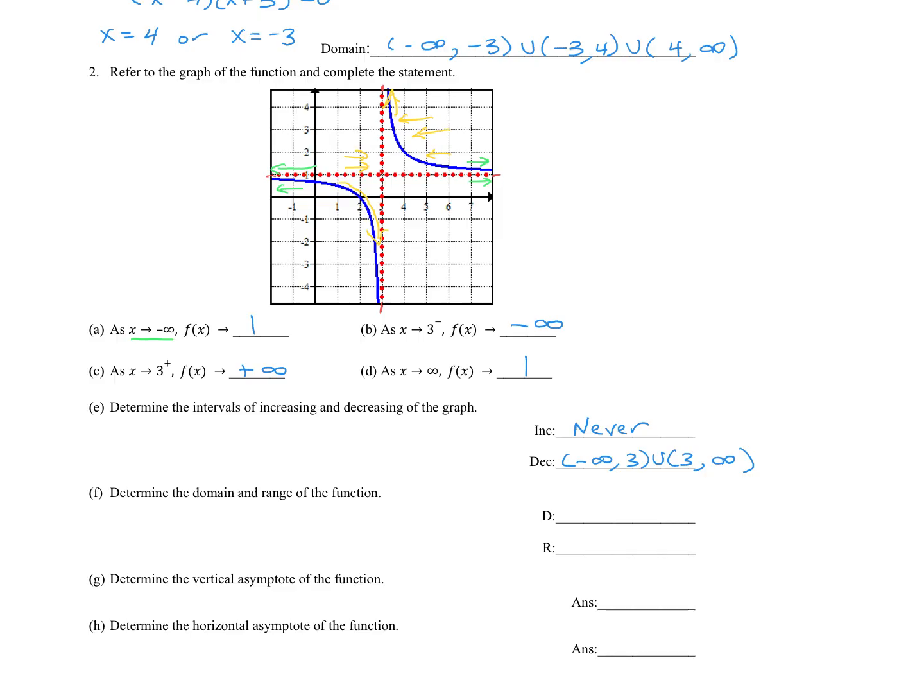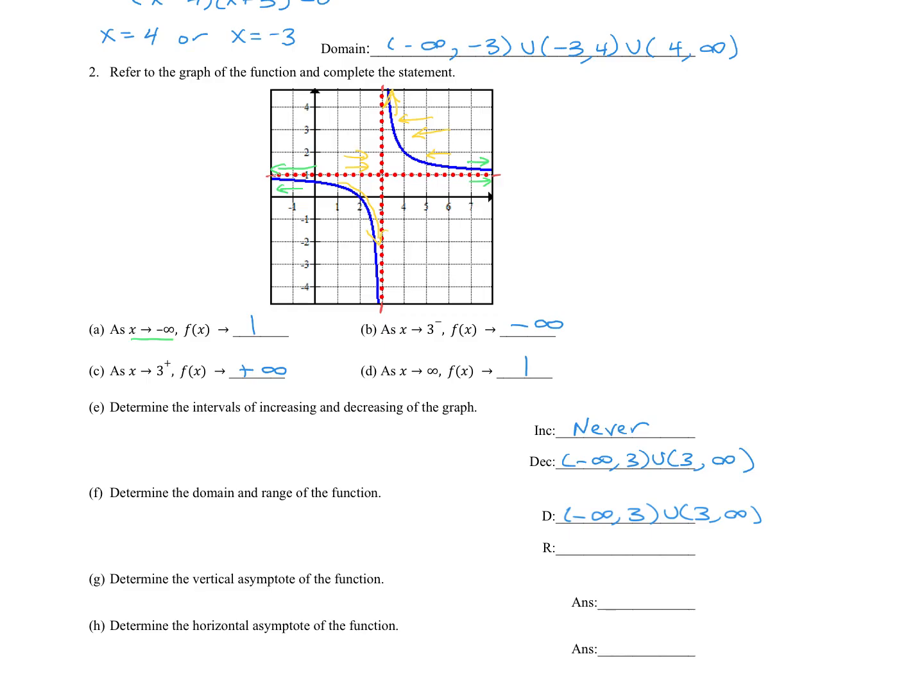Now, next up, let's talk about the domain and the range. You could figure out pretty quickly that the domain is going to be the same thing as the decreasing answer, because there's an x value for every single point except for 3. So my domain is going to look exactly the same: -infinity to 3, union 3 to infinity.